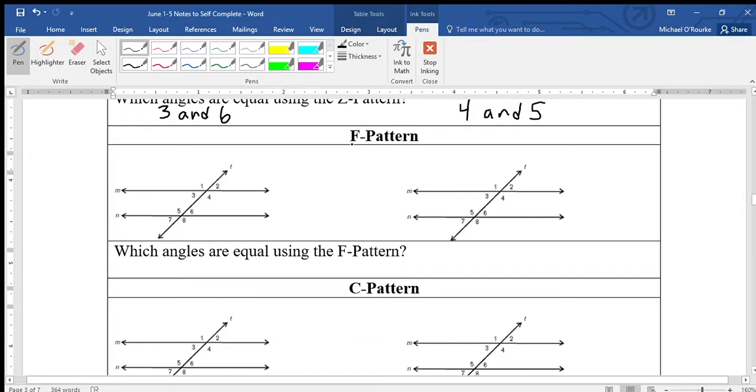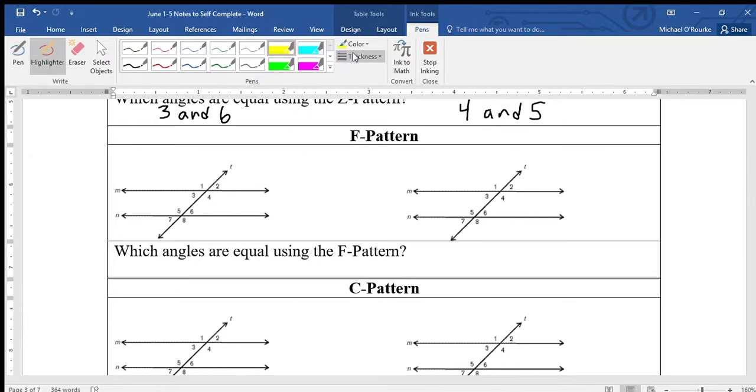So F pattern. Well, we're going to make an F this time. So an F looks logically like this. Now you could also make an F look like this. Or I could make an F look like this. I go upside down, going this way. Or I could even go upside down, going this way.